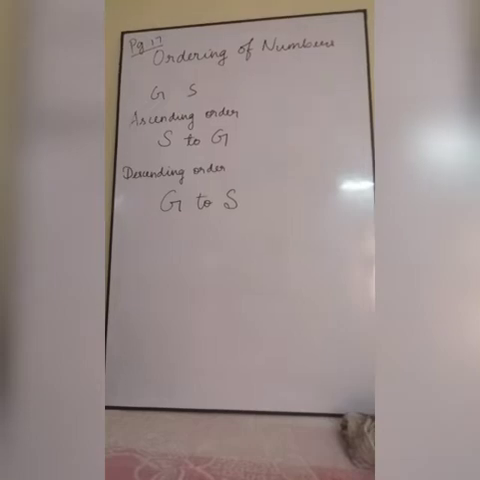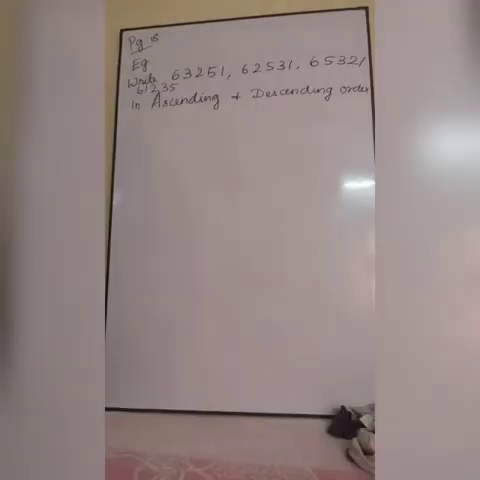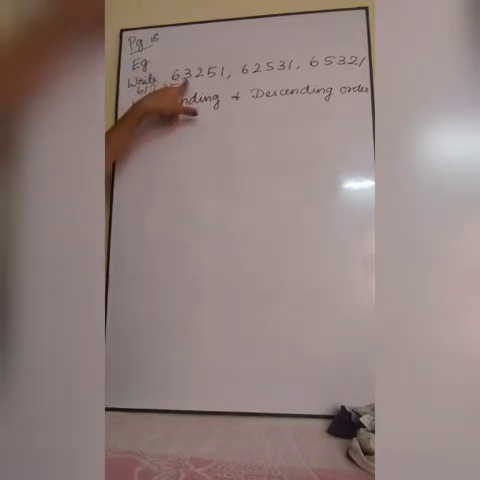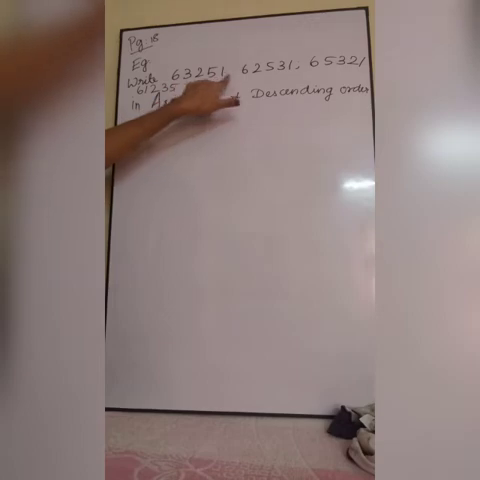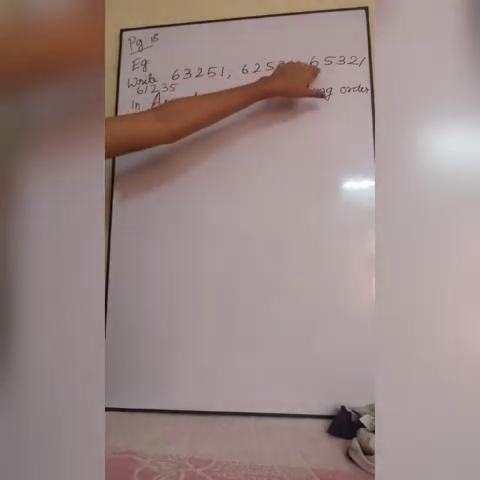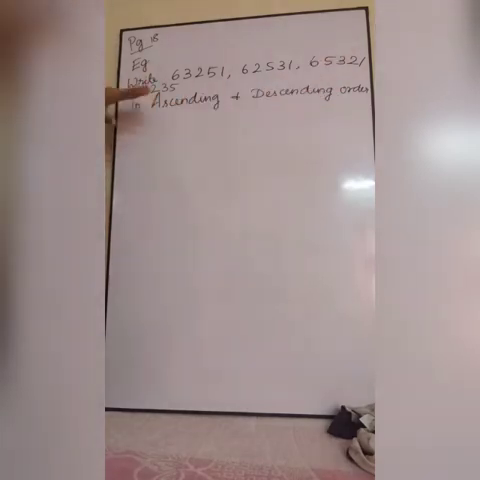Okay children? Next, you can take page number 18. In that there is an example given. Please see that example. That example I am going to teach you now. Write 63,251, 62,531, 65,321, 61,235 in ascending and descending order. So we have to arrange them in both ascending as well as descending.